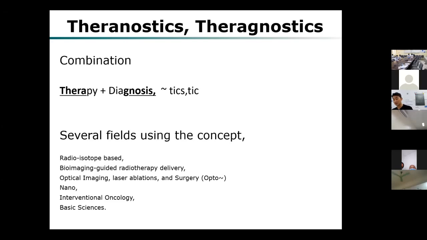So in this case, the radioisotope was a possible tool for theranostics. Another advanced example is bioimaging-guided radiotherapy. For example, a fluorescence dye or another kind of modality was successfully conjugated to the radioisotope, and then injection into a mouse or other in vivo experiment showed it to be a successful theranostic tool.